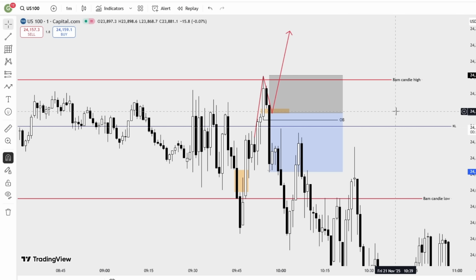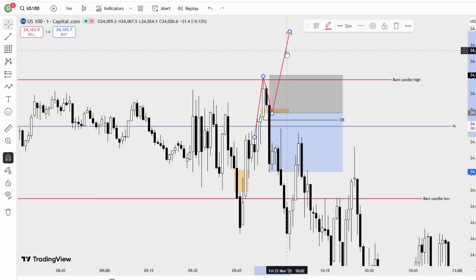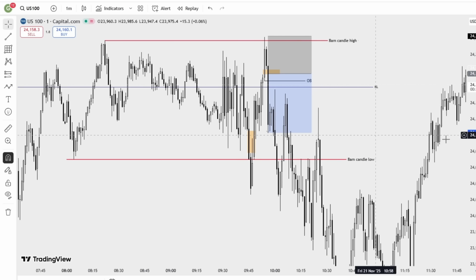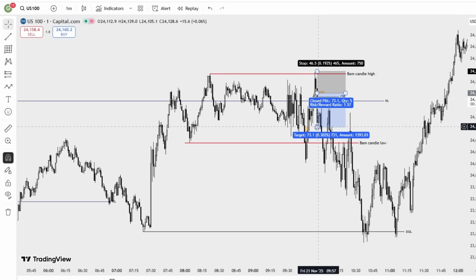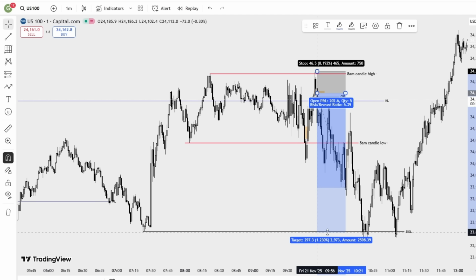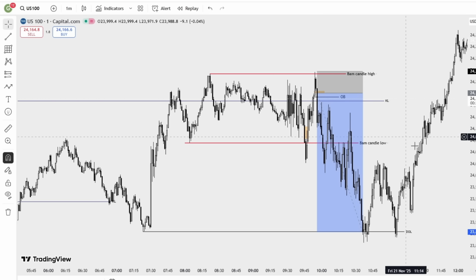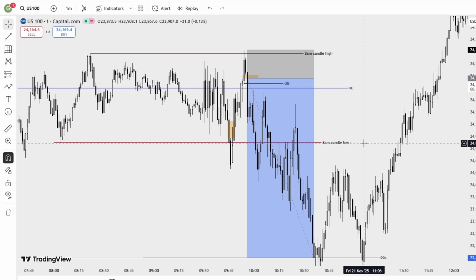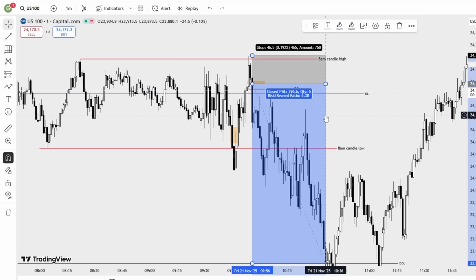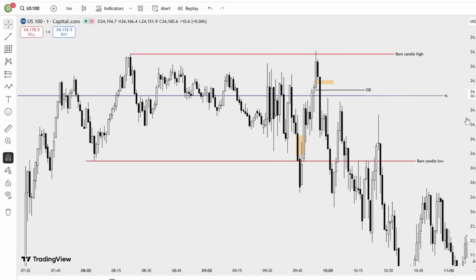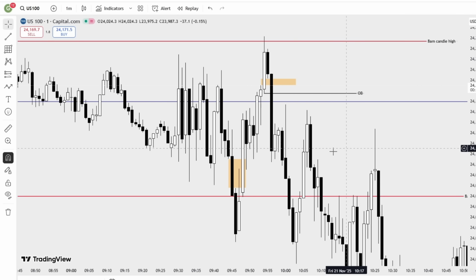But so you don't miss any trade, you can do it like this. And you target your draw on liquidity down there. That's a lot better than 1.3R, right? We have a 6.4R trade right here.